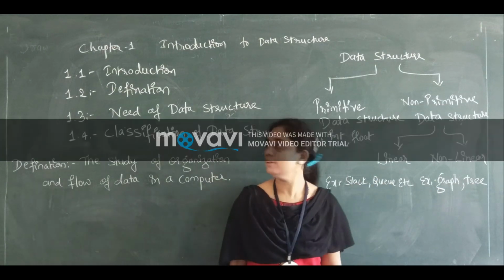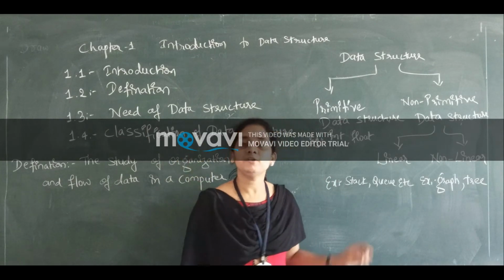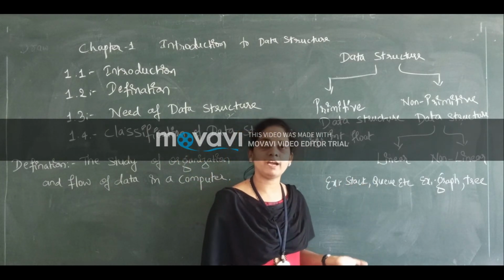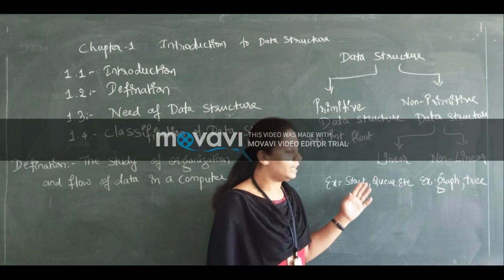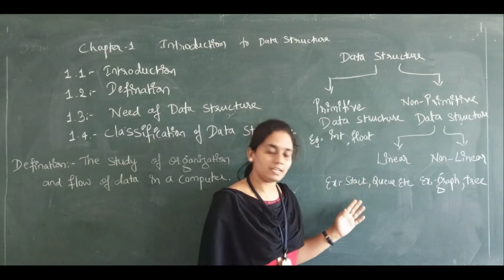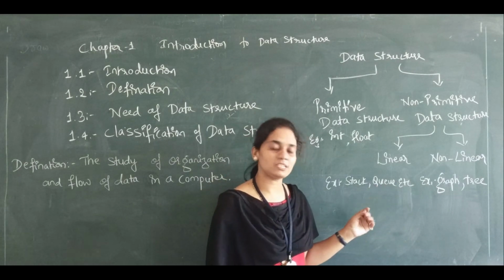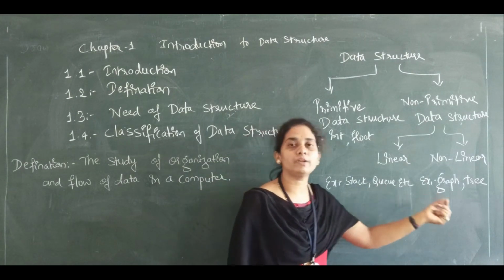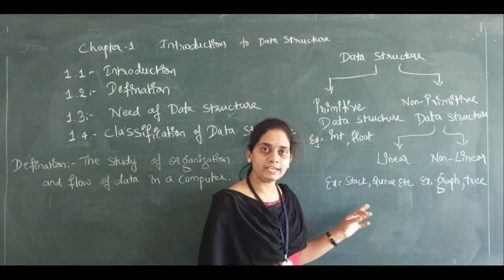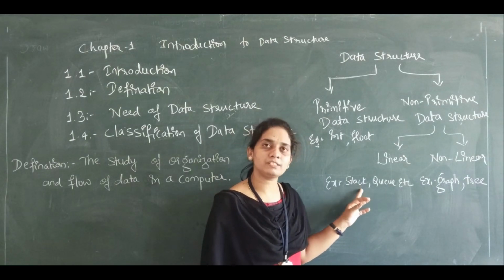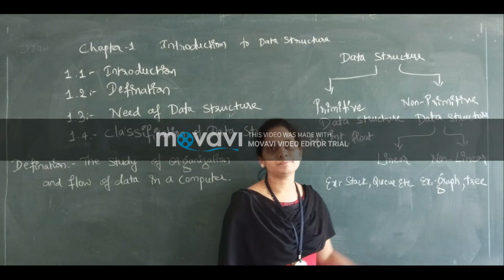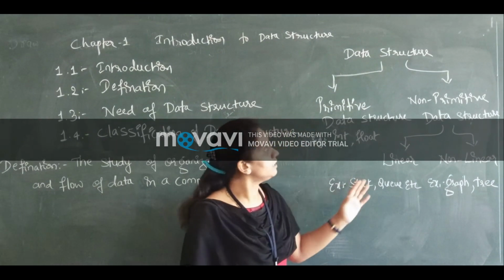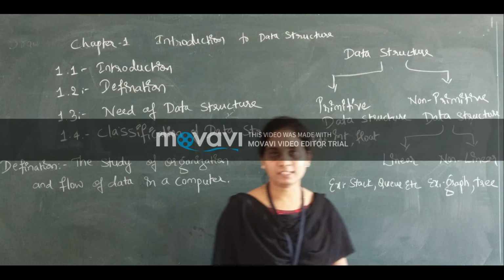As I told you, according to the definition, we are going to save the data and retrieve the data from the data structure. So insertion, deletion, traversing, all the operations are performed on stack, queue, graph and tree. In detail, we are going to study what is stack, what is queue, what is graph and what is tree. So this is a classification of data structure.